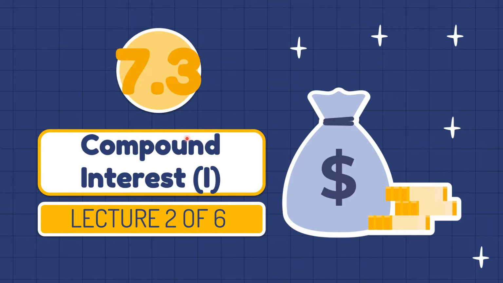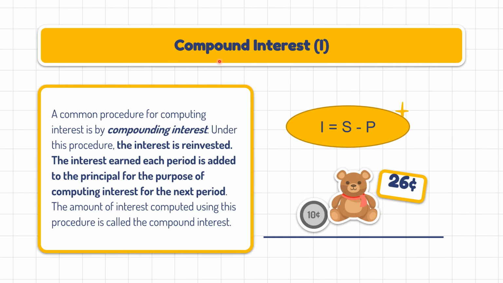Now we move to the third part in chapter 7, Mathematics of Finance, which is 7.3 Compound Interest, denoted by capital letter I. What is compound interest? A common procedure for computing interest is by compounding interest.